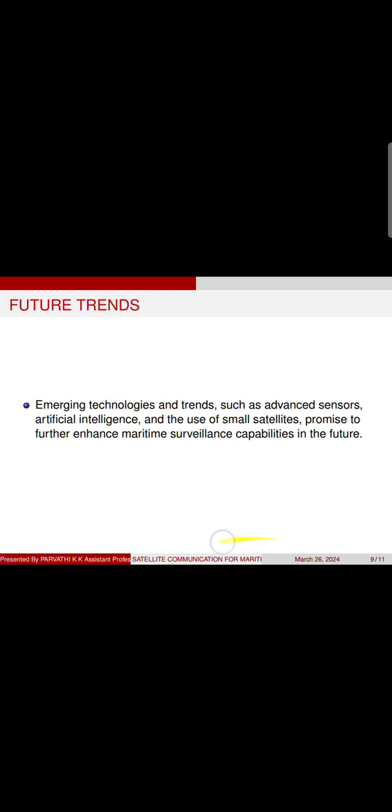Future trends: satellite communication for maritime surveillance has come a long way. Challenges remain, including signal latency, interference, and the cost of maintaining satellite systems. However, emerging technologies and trends such as advanced sensors, AI, and the use of small satellites promise to further enhance maritime surveillance capabilities in the future.